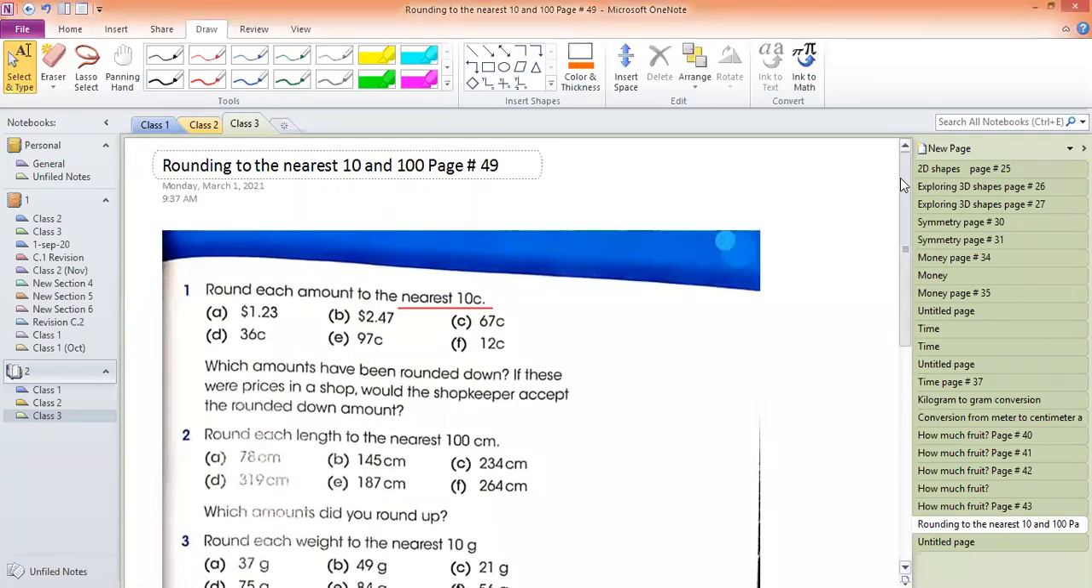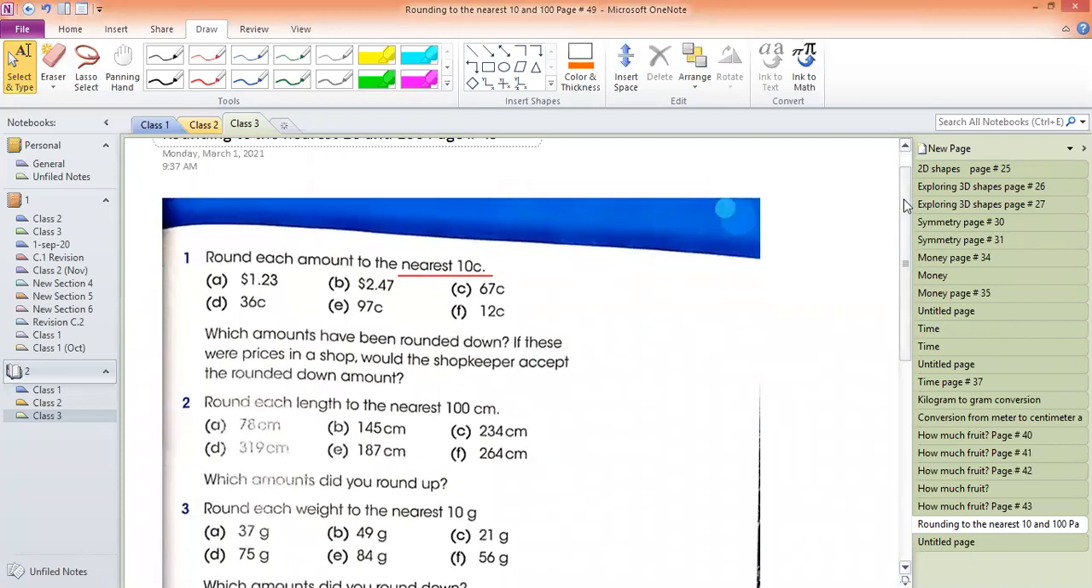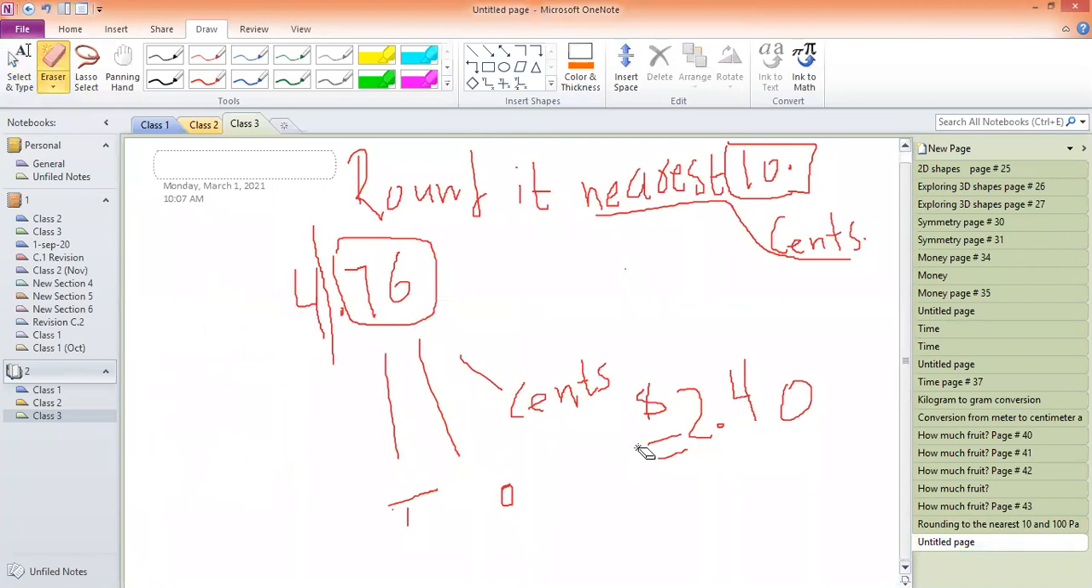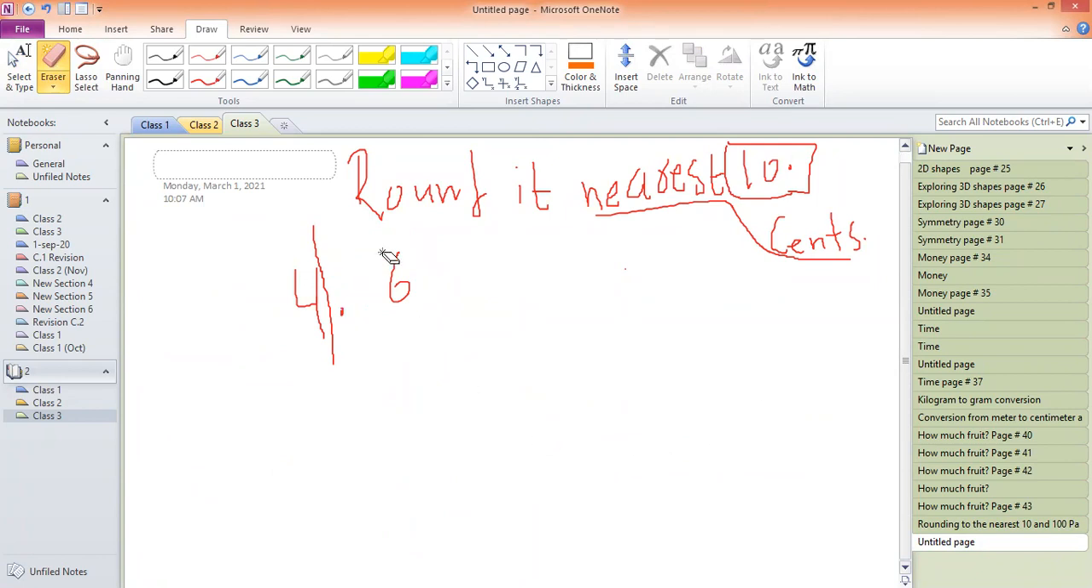We are learning about rounding to the nearest 10 and 100. You know about how to round off to the nearest 10. To round off any number to the nearest 10, I will just revise one time, and then I will tell you how to round off to the nearest 100. Whenever you need to round off, you just have to check which number you are rounding to.